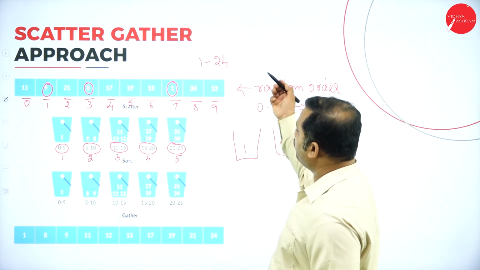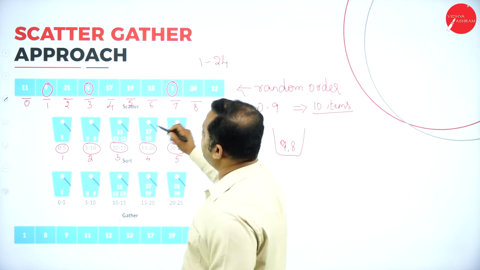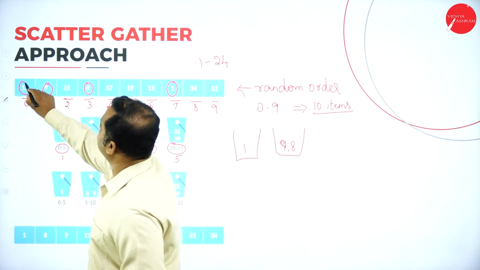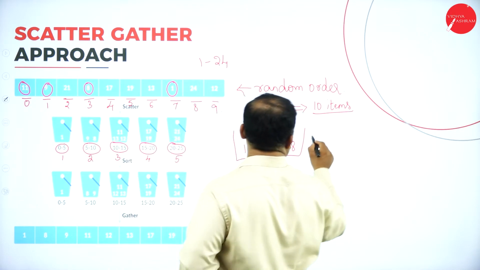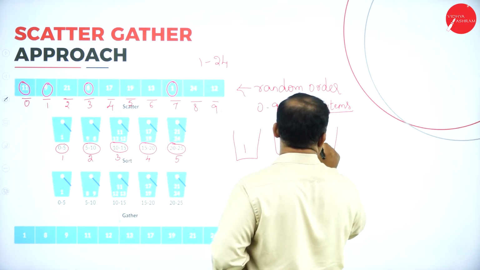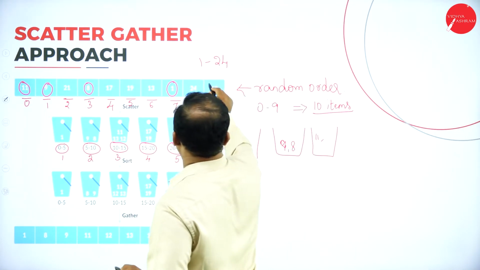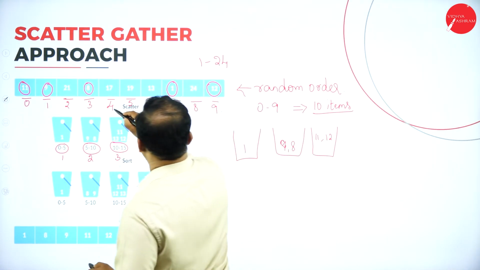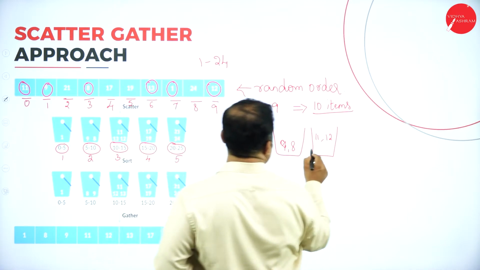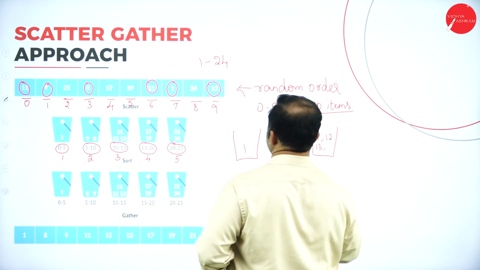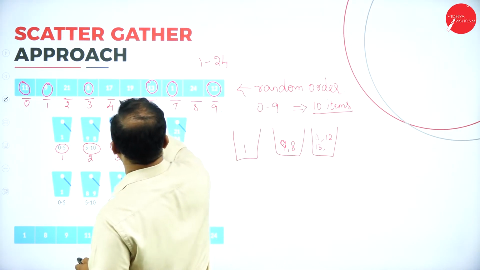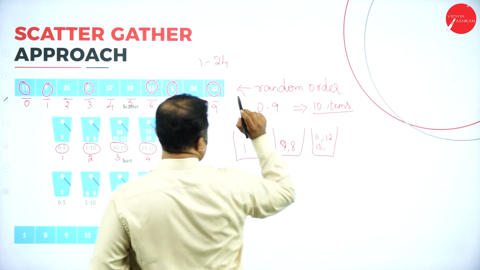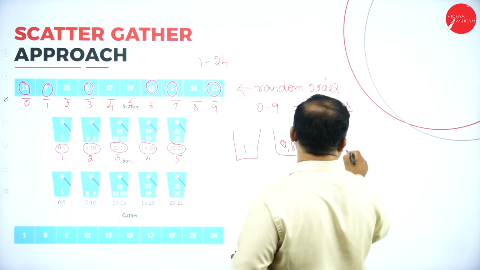Then 10 to 15, which are the items available between the range of 10 to 15? 9, 11, then 12, then we have 13 here, that's all. These are the 3 items we have in the third bucket.